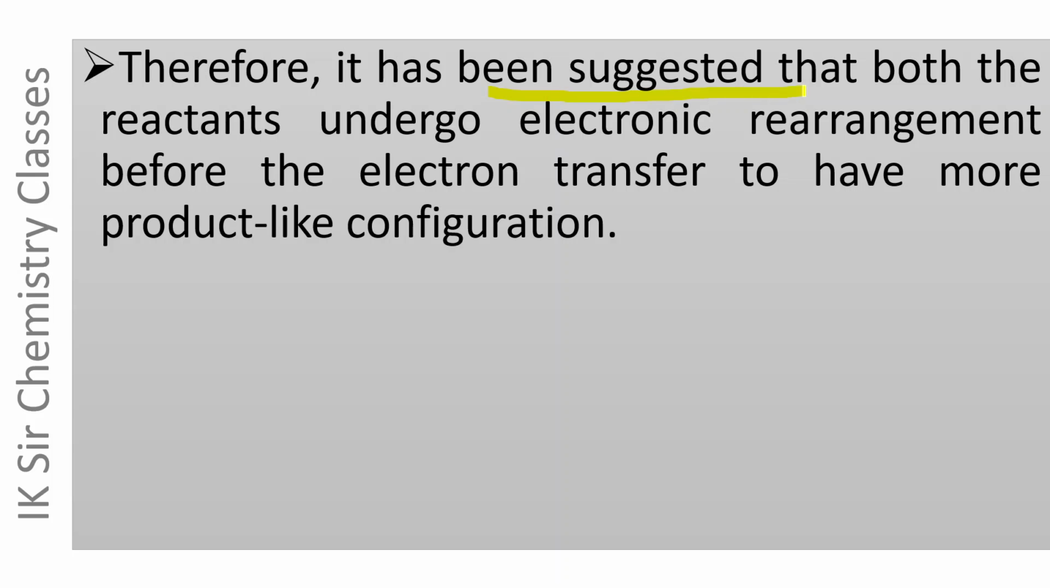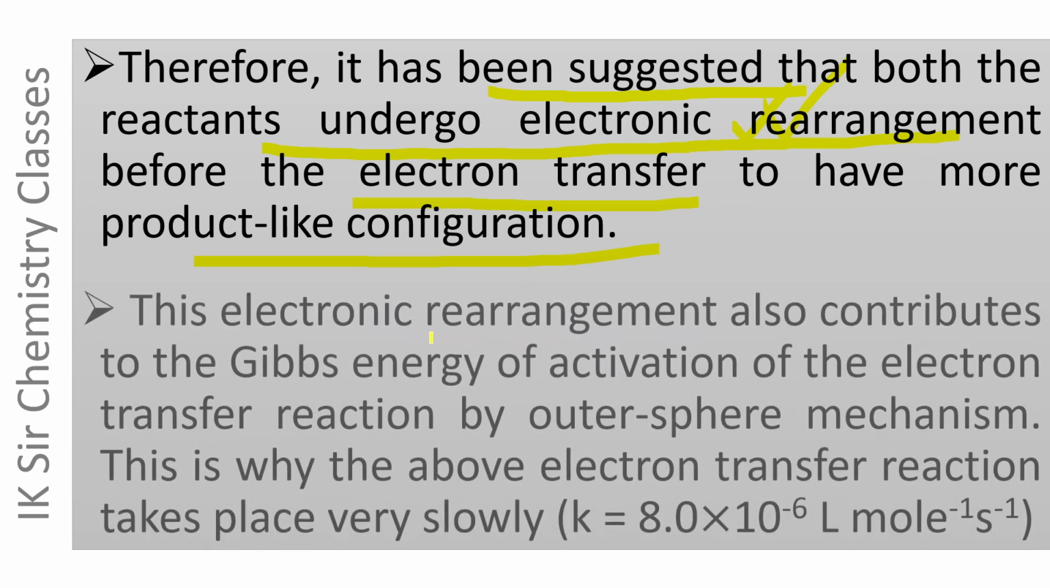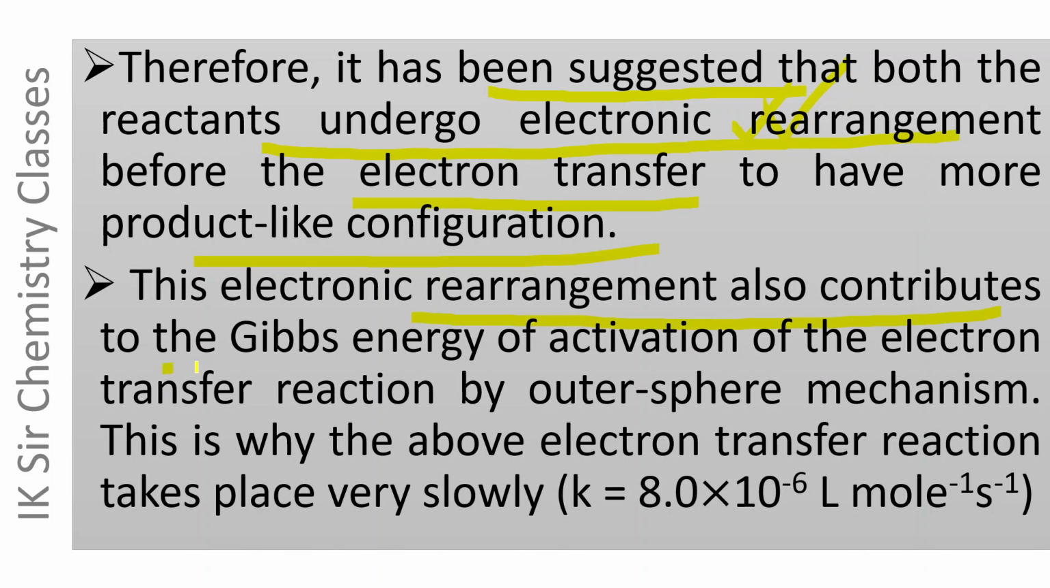Therefore, it has been suggested that both the reactants undergo electronic rearrangement before electron transfer to have a more product-like configuration. This electronic rearrangement requires some energy, which increases the Gibbs energy of activation of the reaction and slows down the rate of reaction. This is why the above electron transfer reaction by outer sphere mechanism takes place very slowly, having a velocity constant equal to 8.0 into 10 to the power minus 6 liter per mole per second.